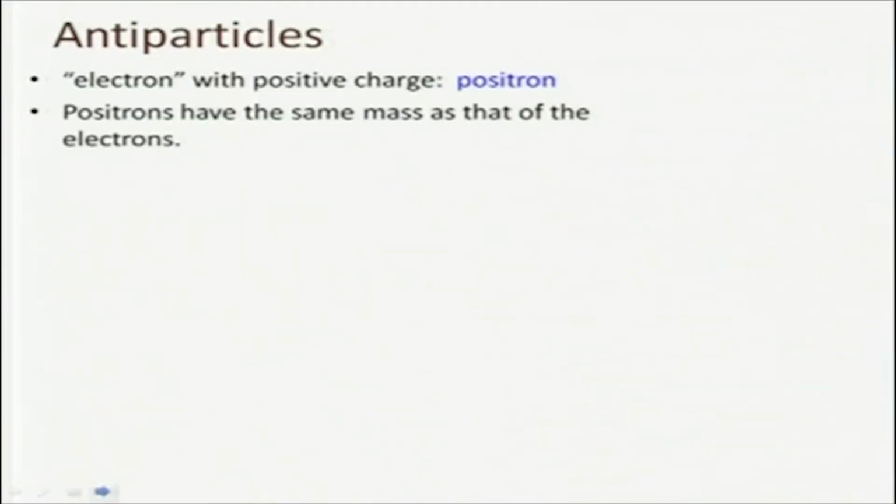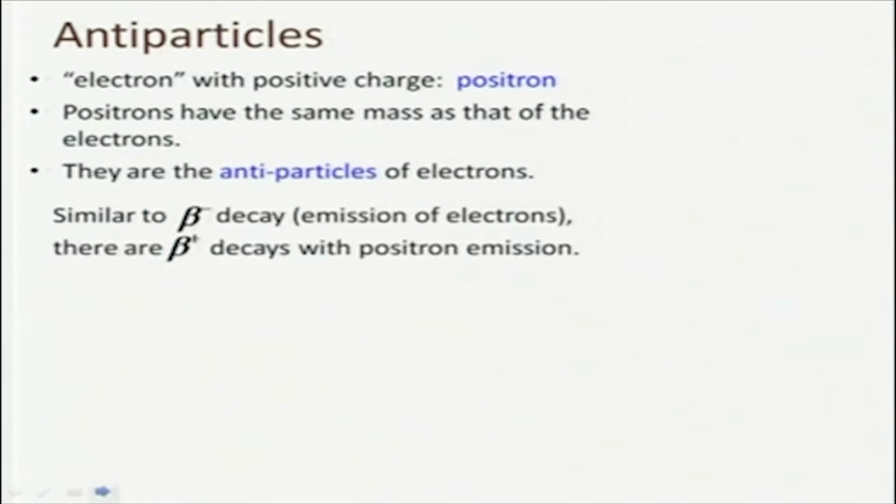And this electron has a negative charge. Think about a similar particle, but with positive electric charge. A particle which is very similar to the electron, but with electric charge opposite to the electron and mass the same as that of the electron, is found. That is called the positron. These positrons are called the antiparticles of the electrons. So, we saw that in beta decay electrons are emitted.